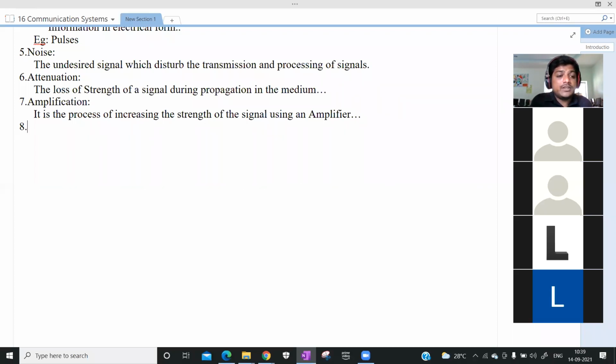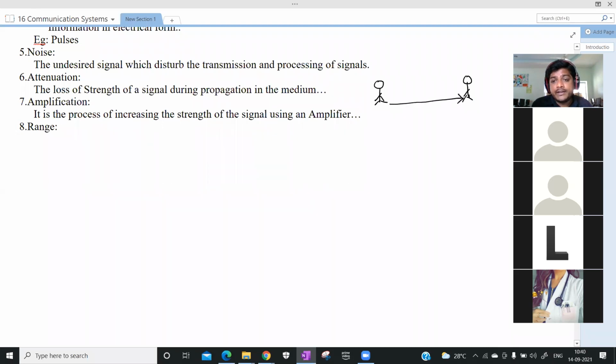Next one more term, that is range. For example, you are here and your friend will be here. You're sending information. There is some distance between you and your friend. This is your transmitter. Through the transmitter, we are sending information. This is the receiver, which receives the information. In between transmitter and receiver, there is some large distance.